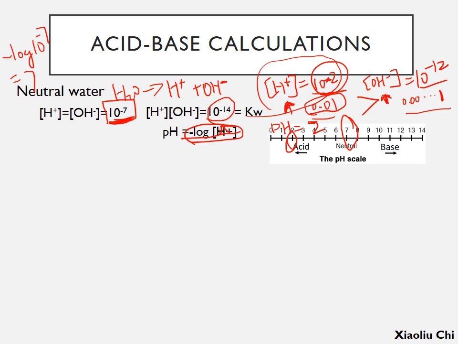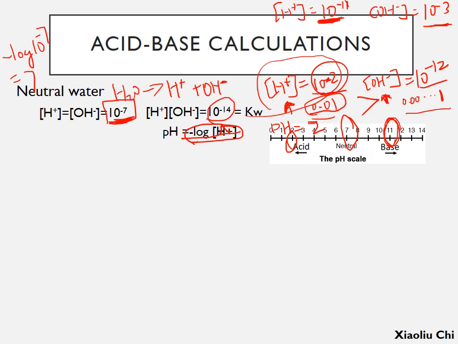On the other hand, let's say you have a solution with more hydroxide ion. So let's say hydroxide is 10 to the minus 3. Then the hydrogen ion must be 10 to the minus 11. That's a very small number. So the pH in this case is 11. So when pH is 11, then the hydrogen ion is a small number, 10 to the minus 11, and hydroxide is 10 to the minus 3. So you have more hydroxide than hydrogen.